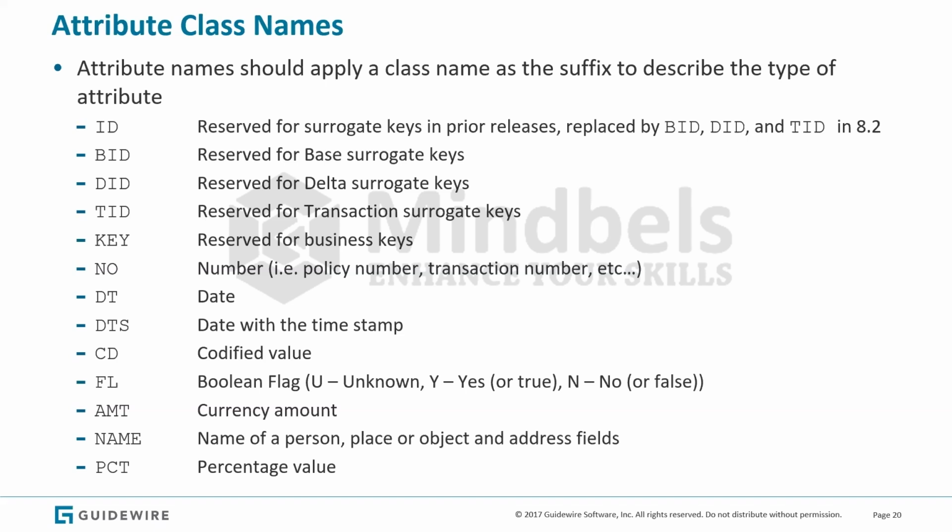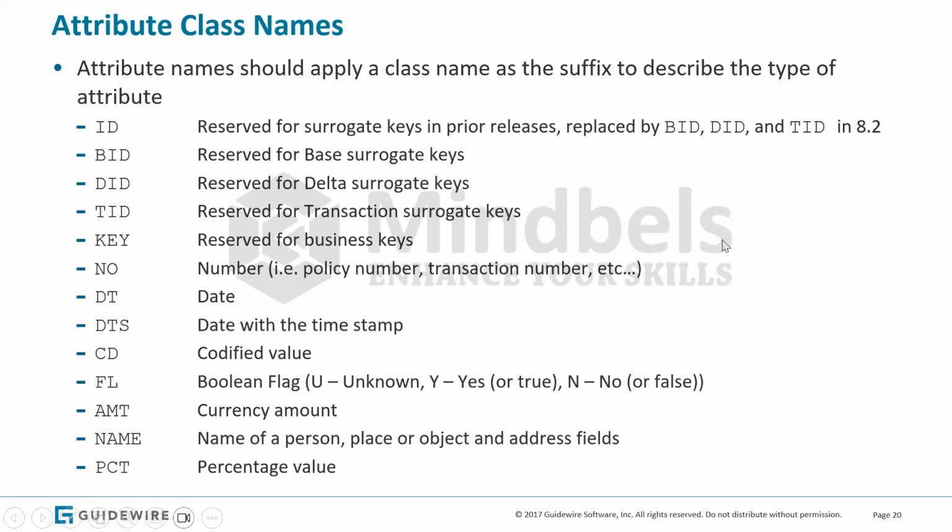And when we say that if you don't do it, those things are primarily when we create our own custom loads. Standard loads will automatically come with all these surrogate IDs in them. All the dates should have underscore DT as a suffix. A date with timestamp will have underscore DTS. Any codified value will have CD, and there are also flag, amount, name, and percentage values.